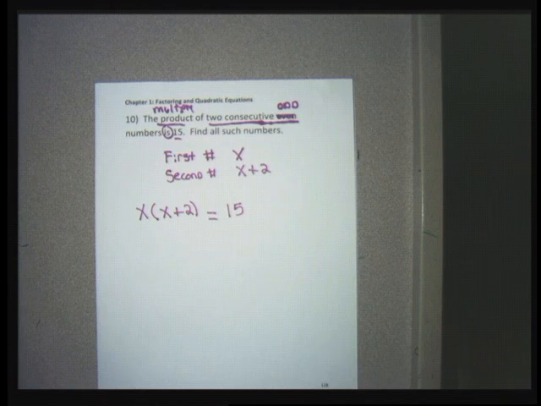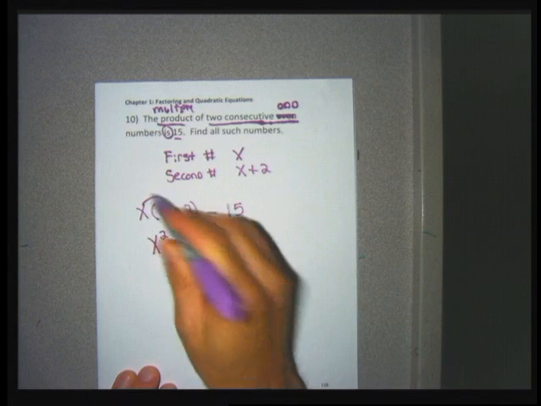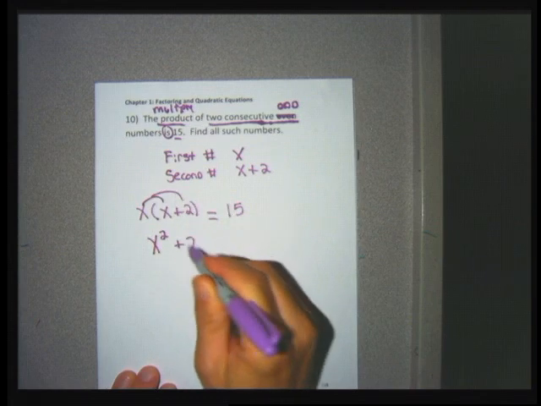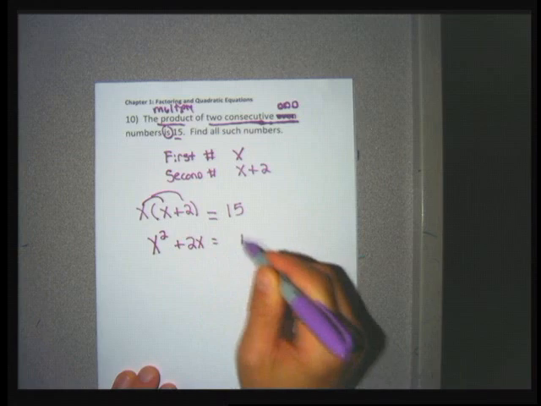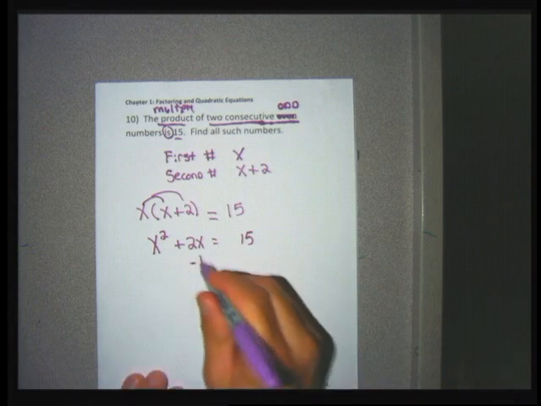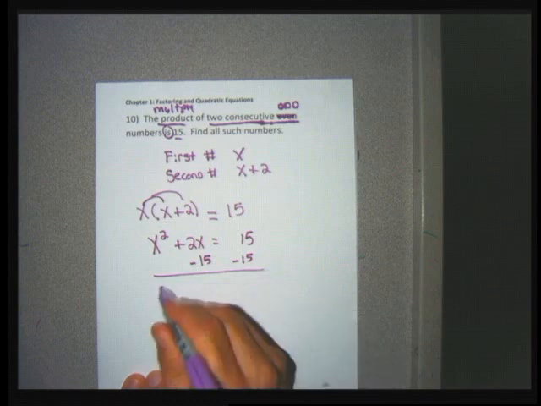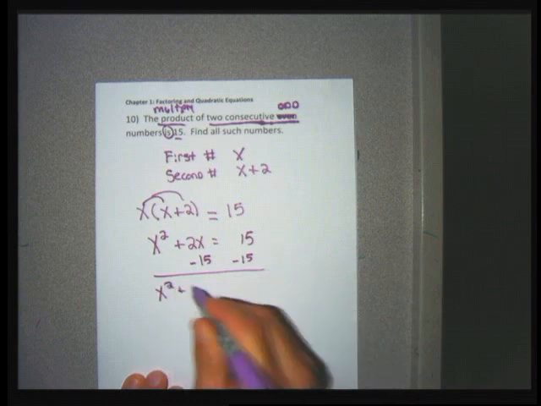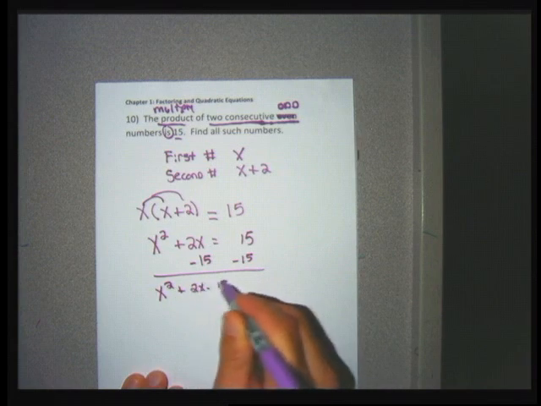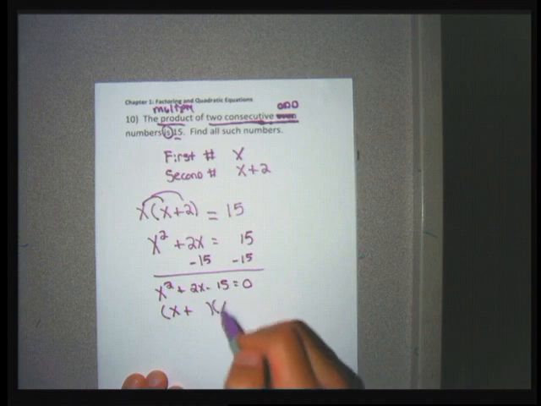Now I'm going to solve it by clearing the parentheses. X times x and x times 2 makes the left side x squared plus 2x. Clearing the parentheses doesn't change the right side. I need to get the problem set equal to 0, so I'm going to minus 15 and minus 15. I'm going to get x squared plus 2x minus 15 equals 0. A lovely plus and minus for my factoring.